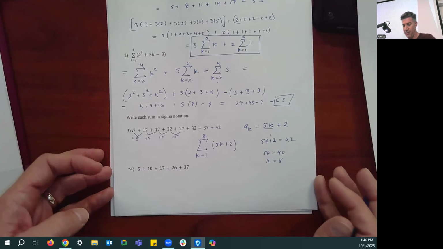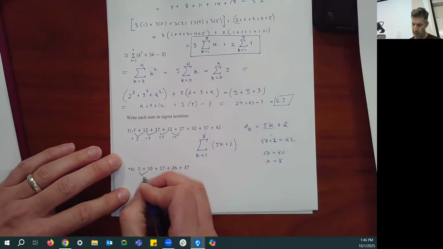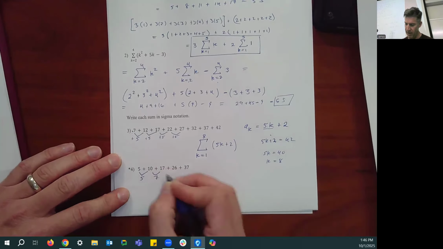Here, I'm still going to look at the differences. I see a 5, I see a 7, I see a 9, I see an 11, I see a common pattern. If I look at the differences of the differences, I see a constant thing.